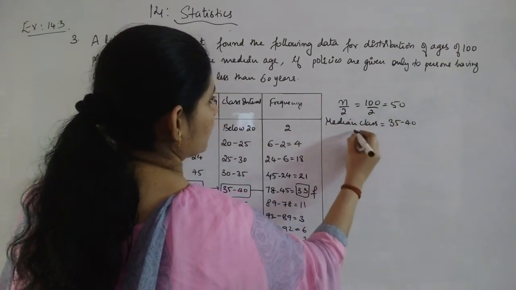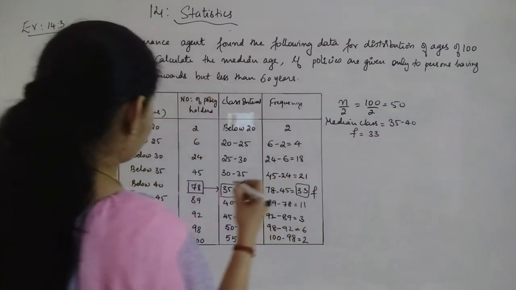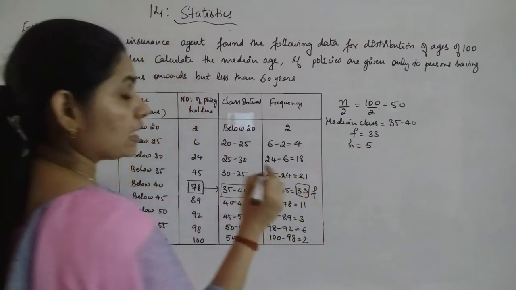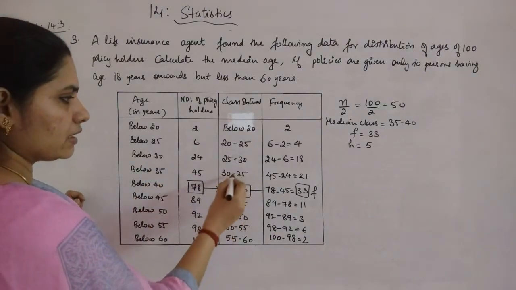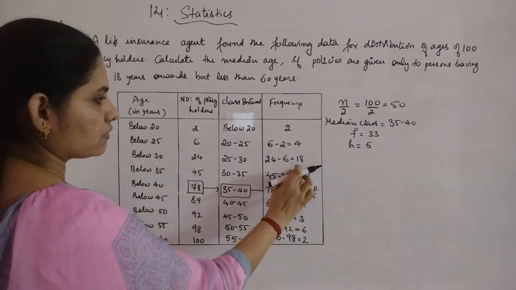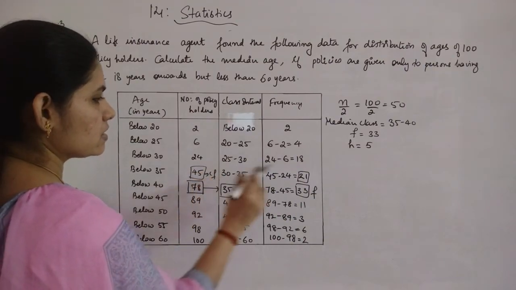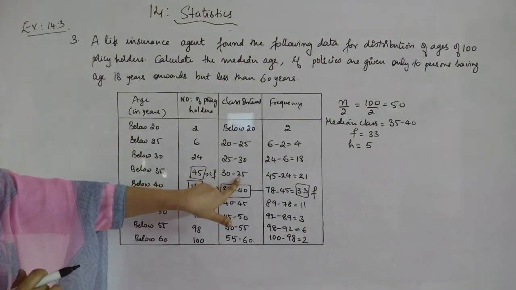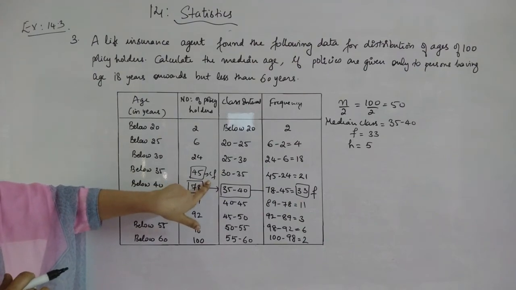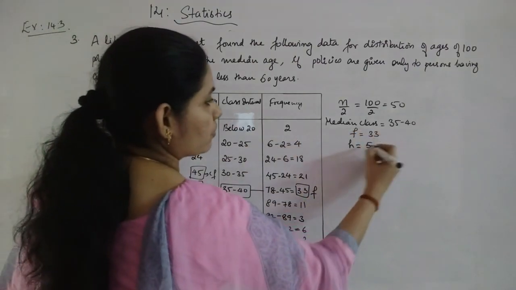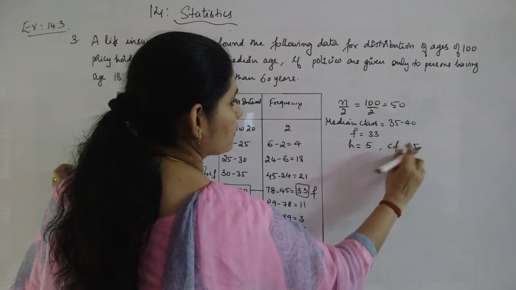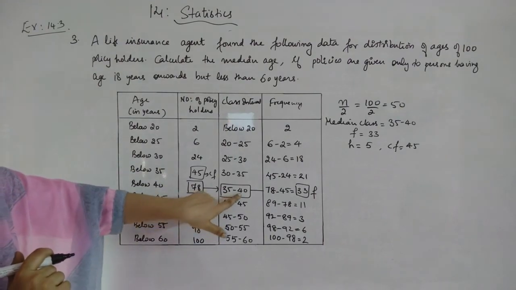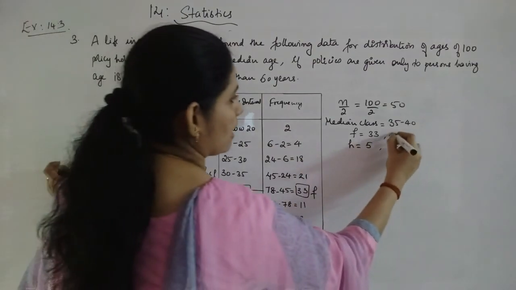So the median class is 35 to 40, and f is 33. Then h is the class size, which is 5. Then you need cf. For the corresponding frequency, the cumulative frequency above the median class is taken as the cf for the formula. So you will get cf as 45. Then for the lower limit of the median class, l is 35.